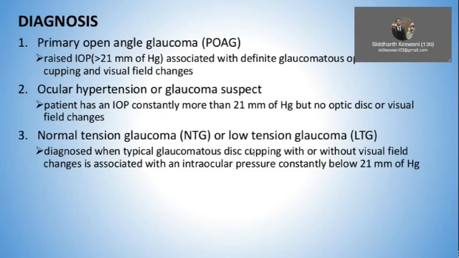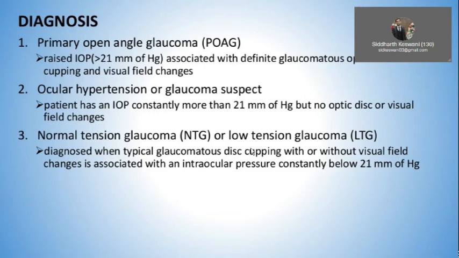Okay, so with that we have a condition called ocular hypertension or glaucoma suspect. Ocular hypertension is when the patient has an IOP constantly more than 21 mmHg but no optic disc cupping or visual field changes. So if the IOP is raised only, with no optic disc changes and no visual field changes, then we label the patient as ocular hypertension. And when all three things are present, then we label it as primary open angle glaucoma. So this is very important, you need to understand.